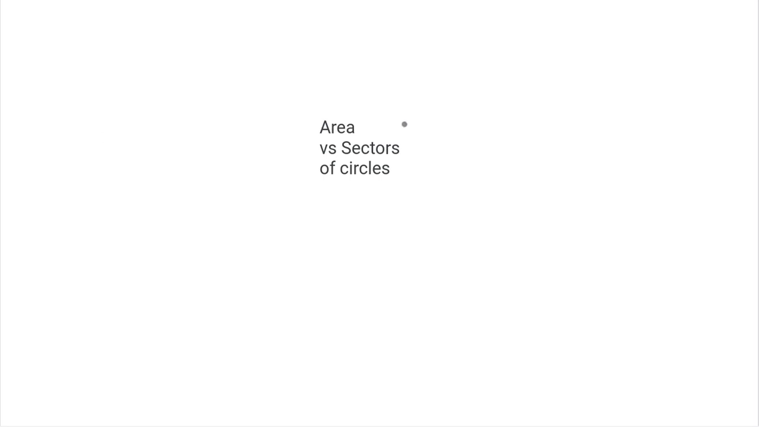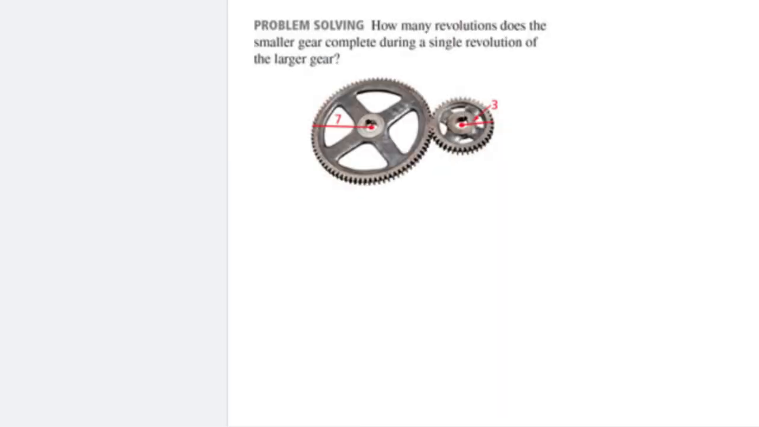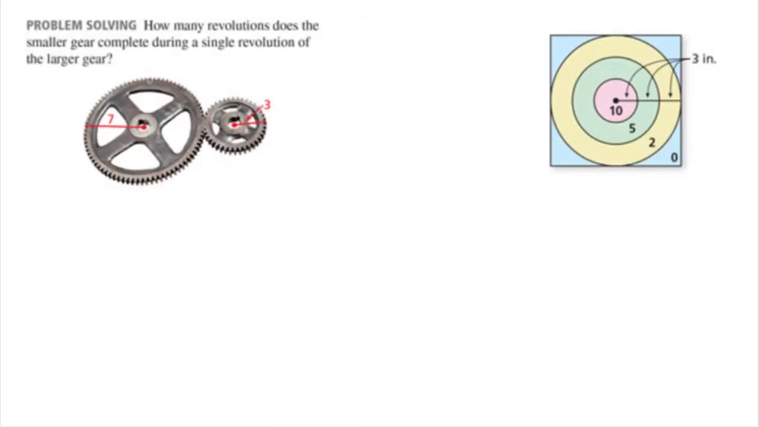And today we're going to talk a little bit more details on areas and sectors of circles. So, for example, we have a big wheel that's turning. How many times will the little wheel turn? Well, if we look at the circumference of the big one, the circumference is 14 pi. And then if we look at the circumference of the little one, that's going to be 6 pi.